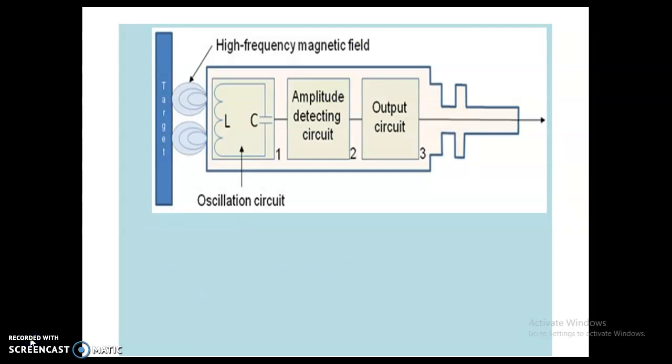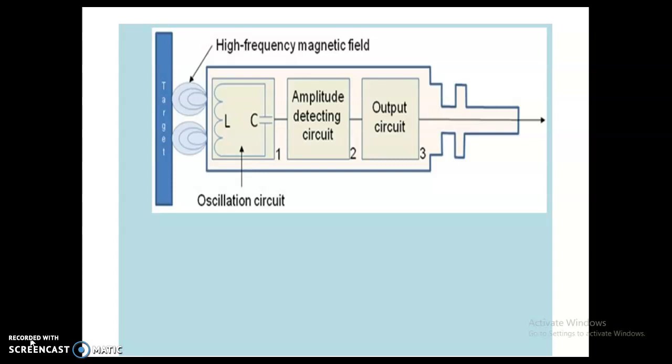So here if a coil is supplied with an alternating current, an alternating magnetic field is produced. If there is a metal object in close proximity to this alternating magnetic field, then eddy current will be induced in it. These eddy currents themselves produce a magnetic field. So this distorts the magnetic field responsible for their production.